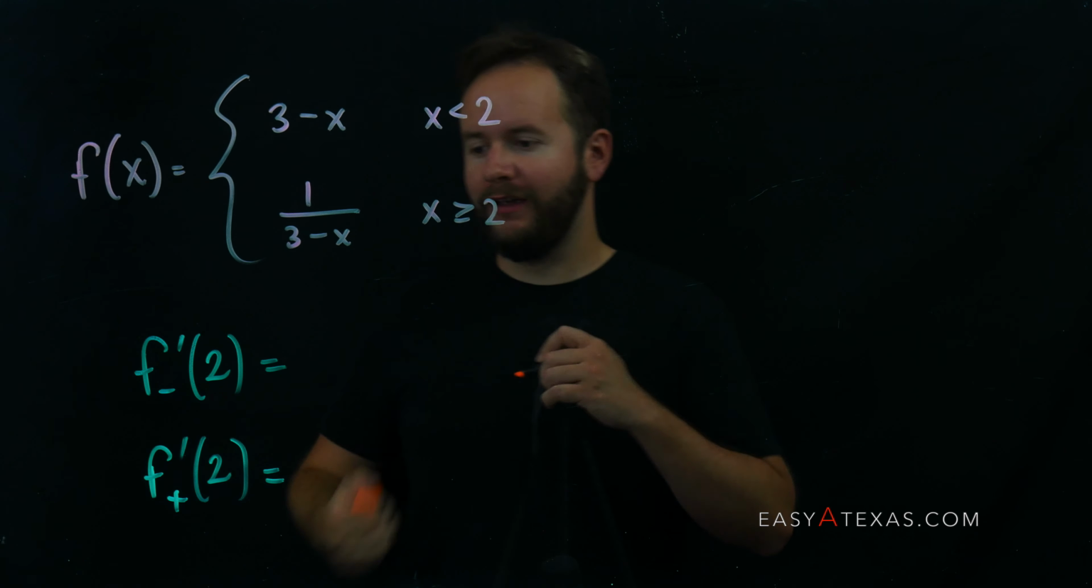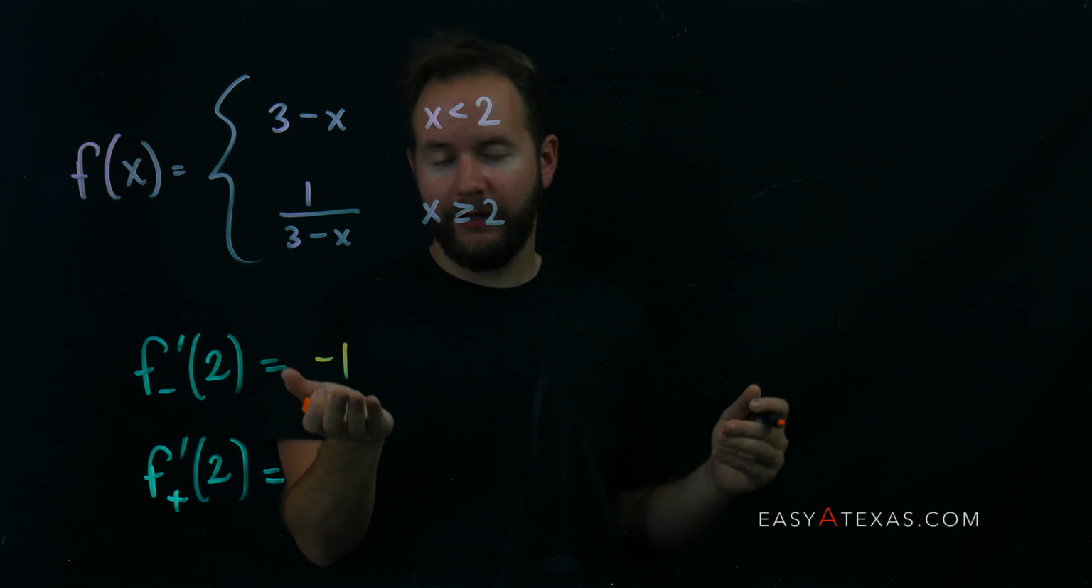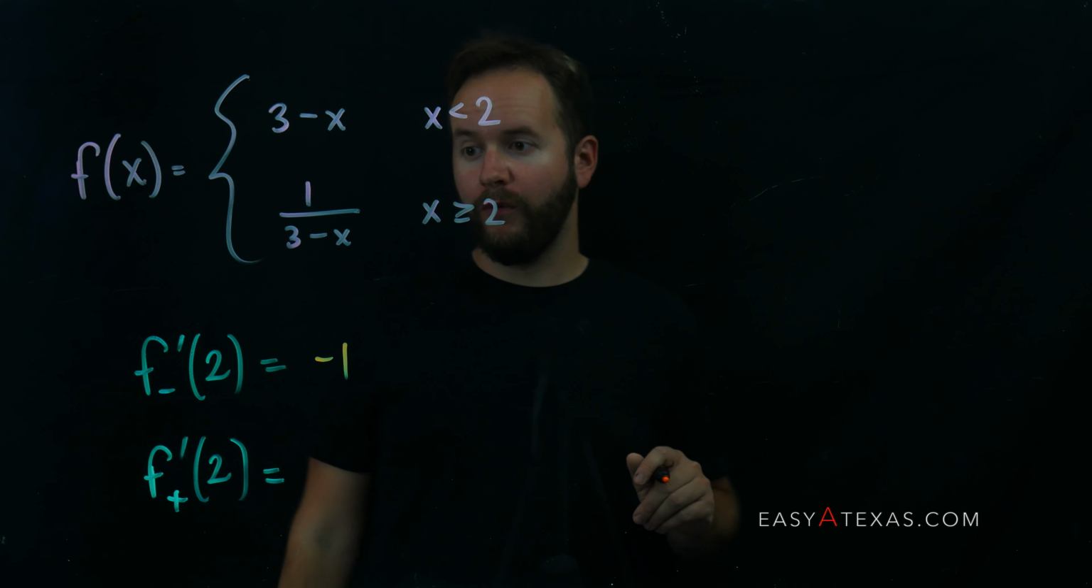So the derivative of 3 minus x is simply negative 1. That's easy enough. You can plug in 2 if you want, but there's no x to plug in, so we're just left with negative 1. How about the derivative of 1 over 3 minus x?